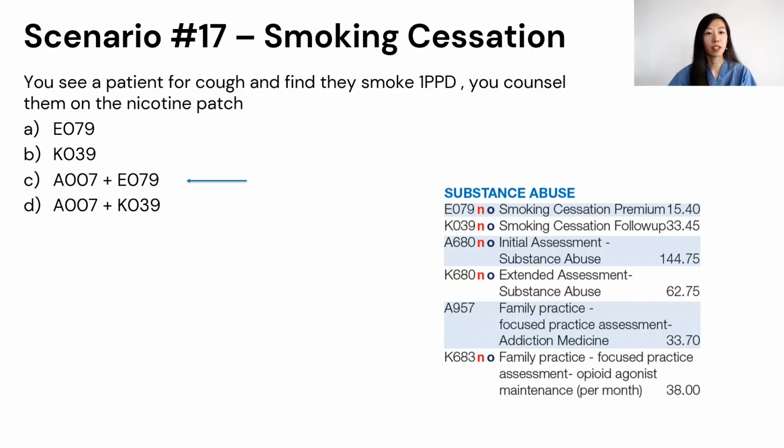All right, smoking cessation. Let's say you see a patient for cough and you find that they smoke 1 pack per day. You counsel them on the nicotine patch. For this particular example, the answer is C. The reason why is you want to bill the code for cough, but then you also counsel them on smoking. So that's when you add the K039 to it as well.